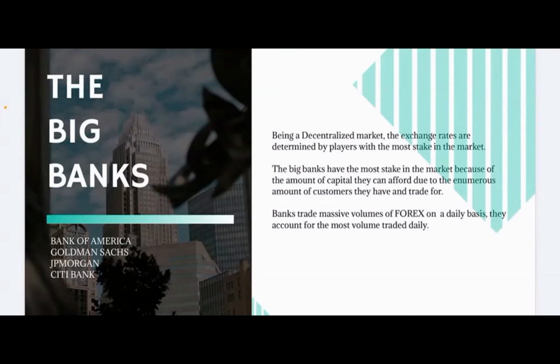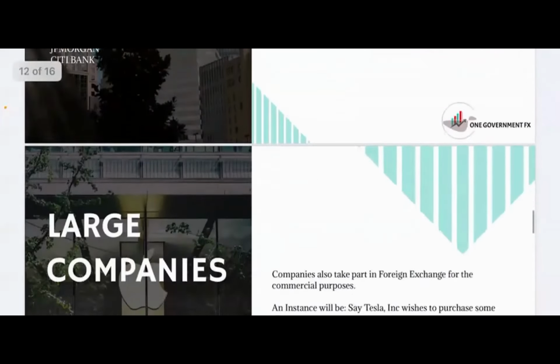Banks trade massive volumes of forex on a daily basis. They account for most of the volume traded daily. So I think this is self-explanatory. Let's move to the next.